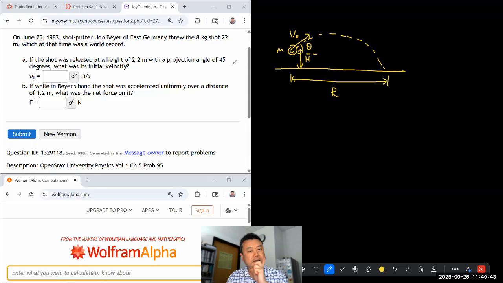Let me leave it as data. I don't know if it's always 45 degrees, so let me just leave it as data for now. It's asking what was its initial velocity. Okay, I guess this is a kinematics question, a projectile motion question.